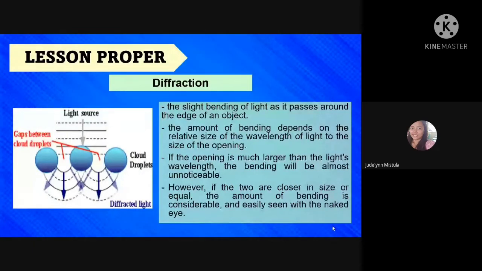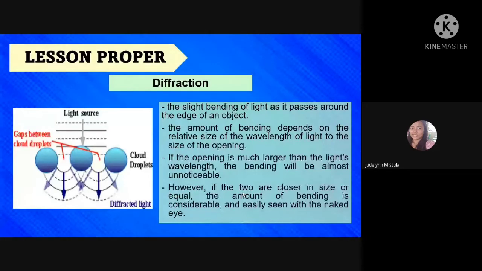Diffraction is the slight bending of light as it passes around the edge of an object. The amount of bending depends on the relative size of the wavelength of light to the size of the opening. If the opening is much larger than the light's wavelength, the bending will be almost unnoticeable. However, if the two are closer in size or equal, the amount of bending is considerable and easily seen with the naked eye. In the visible light spectrum, red with the longest wavelength is diffracted the most, and violet with the shortest wavelength is diffracted the least.